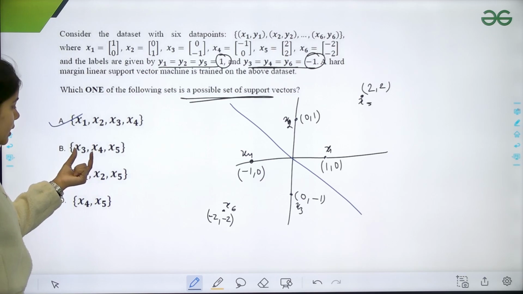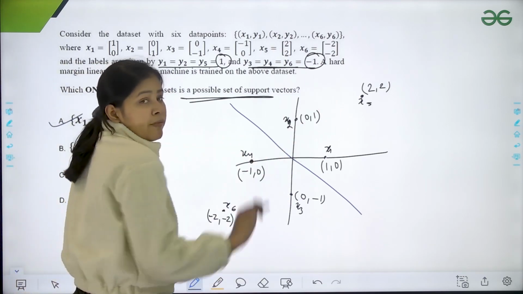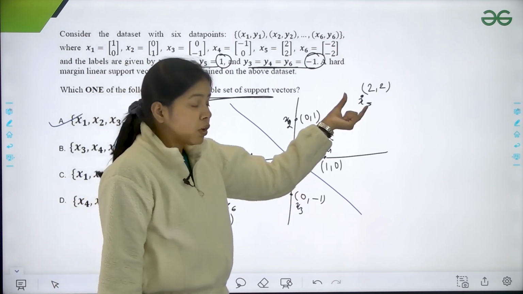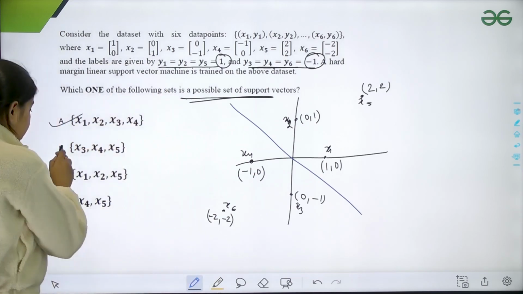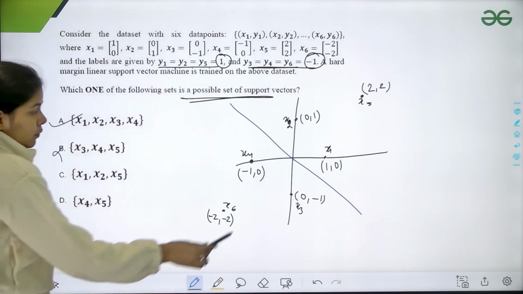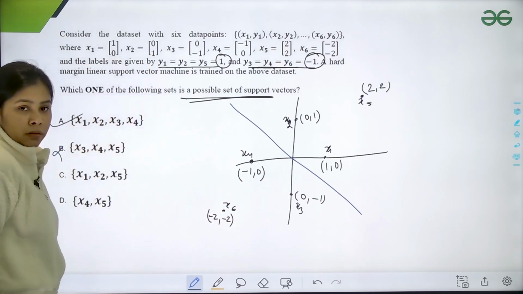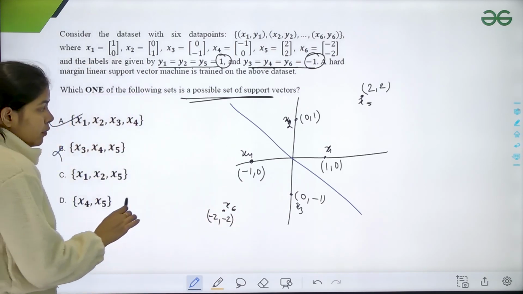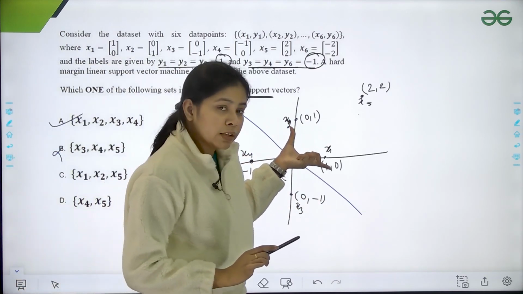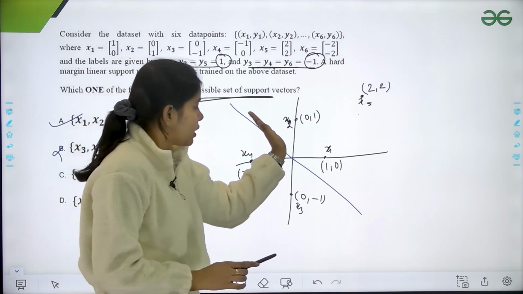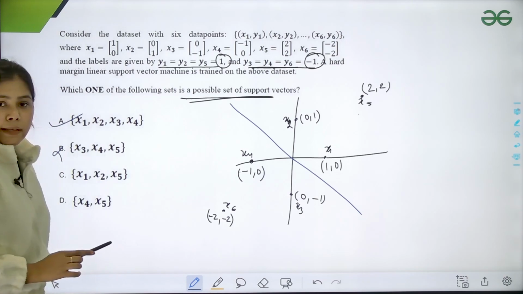You can see that x3, x4 and x5 cannot be support vectors here, as x5 is very far away. Before x5 we have x1 and x2, which are closer. Similarly for x4 and x5, before x5 we have x1, x2, which would be closer. You can see that there would be a partition between x1, x2, x5 and x3, x4, x6.